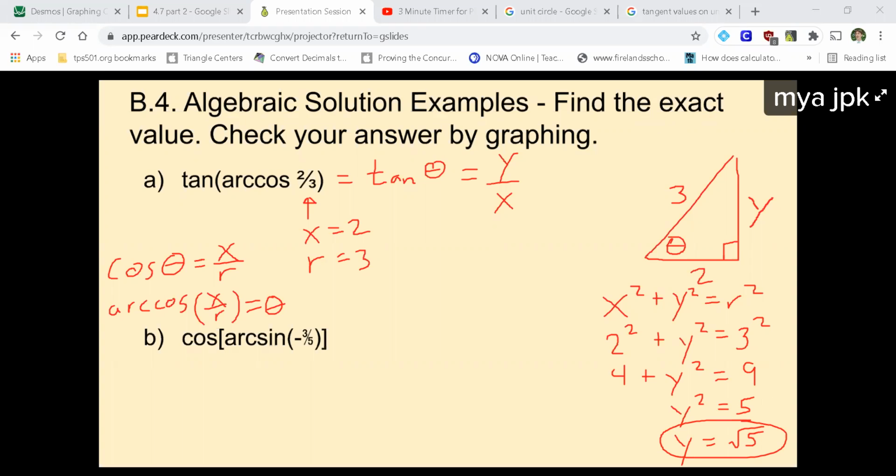And I know that y is going to be positive because we did arc cosine. And remember, arc cosine gives me angles in quadrants 1 and 2, where y is always positive. So my final answer then is the square root of 5 over 2.